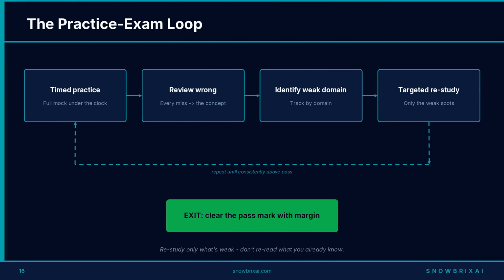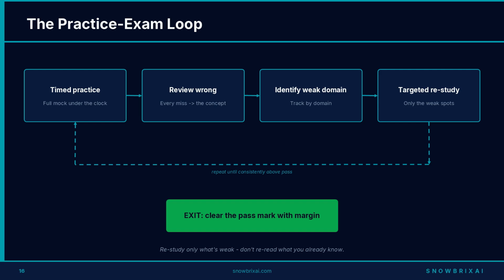Here is the engine that turns studying into a passing score. The practice exam loop. Step 1. Take a timed practice test. Step 2. And this is the part people skip: review every single wrong answer all the way down to the concept behind it. Step 3. Track which domains you keep missing.